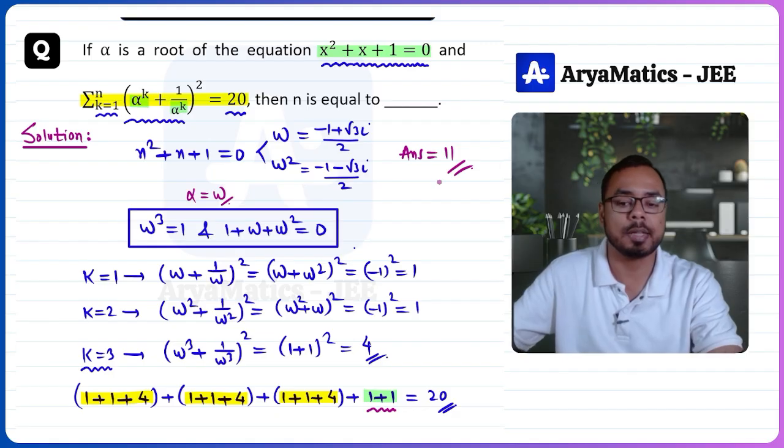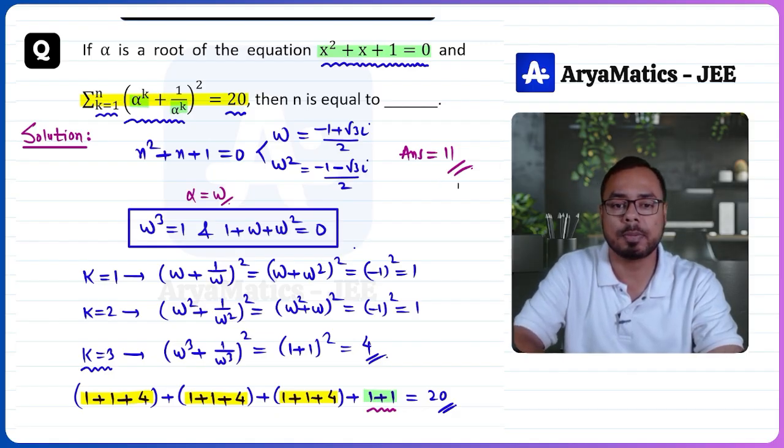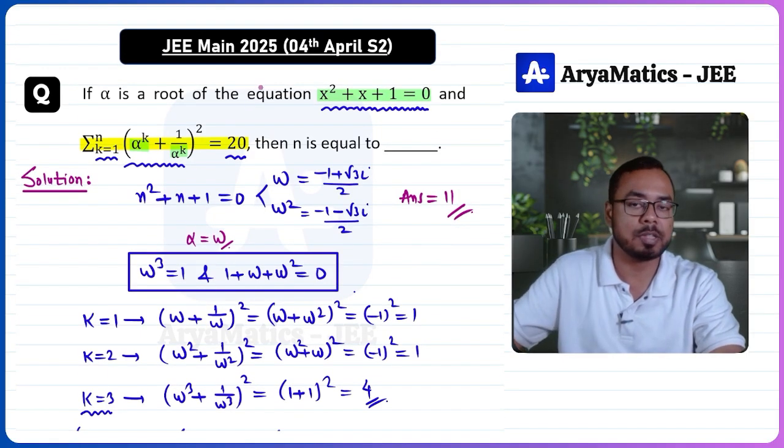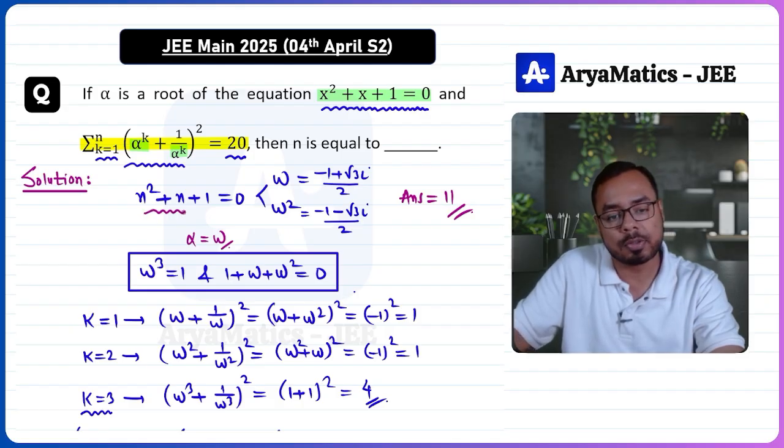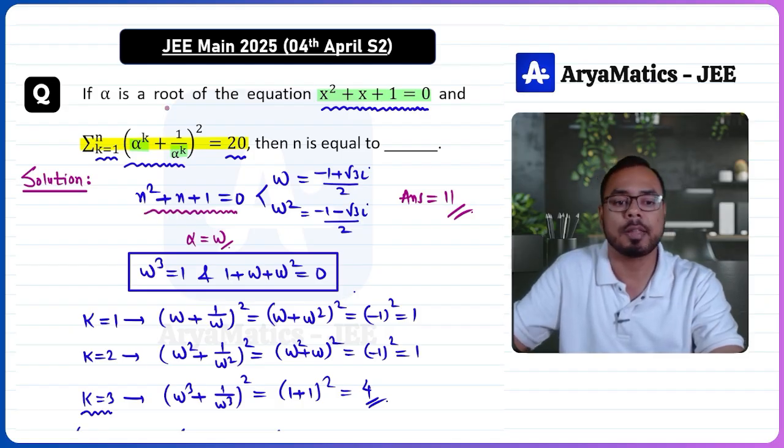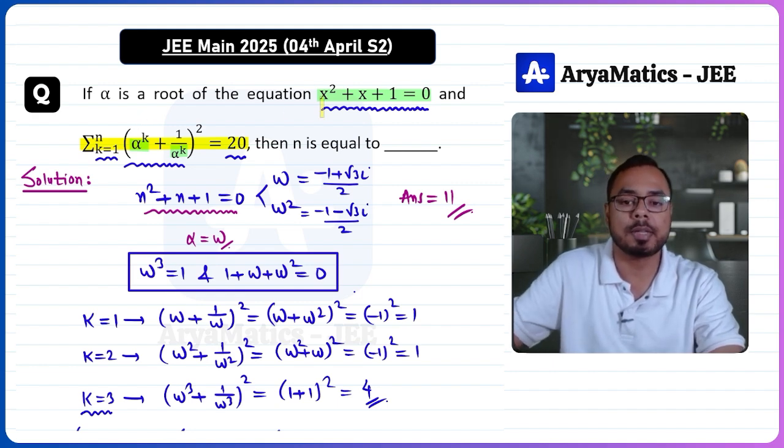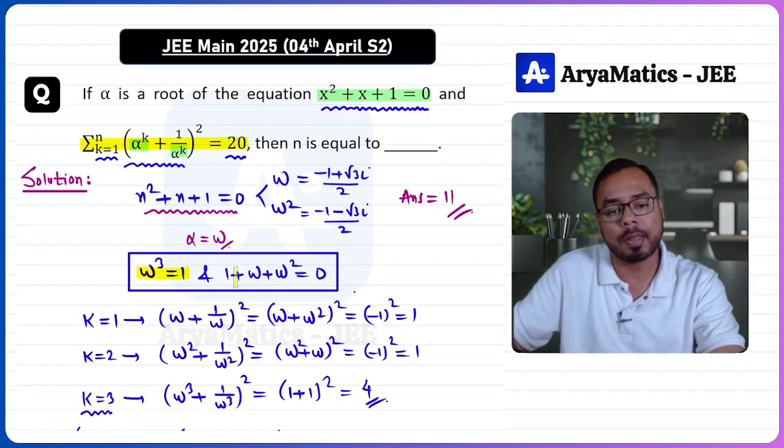And that should be the correct answer for this problem, right? So this was a problem where, first we have to know that for this equation, the roots are omega and omega square. And therefore, alpha has to be either omega or omega square. And we have this relation that omega cube is 1 and 1 plus omega plus omega square is 0.